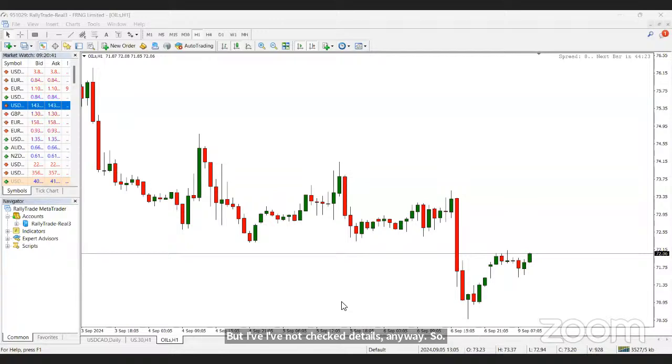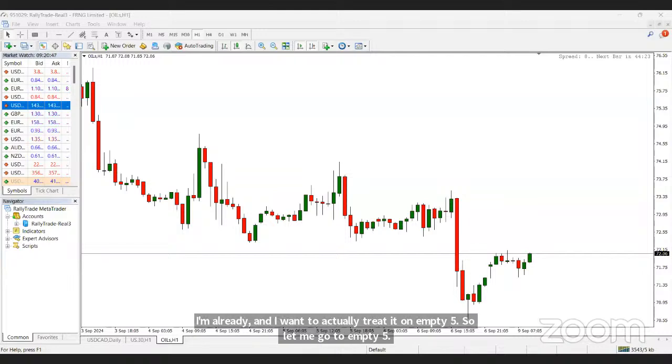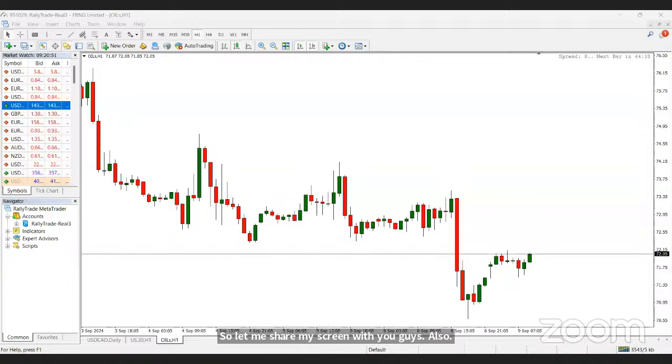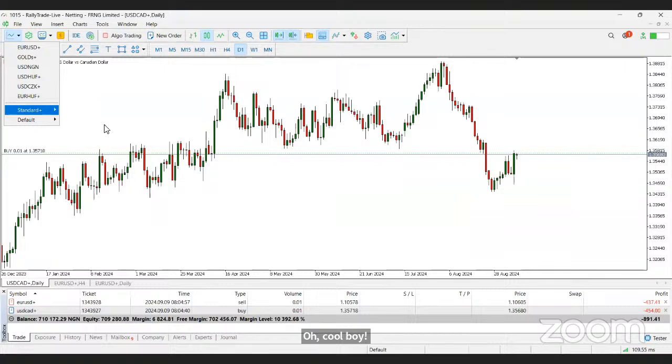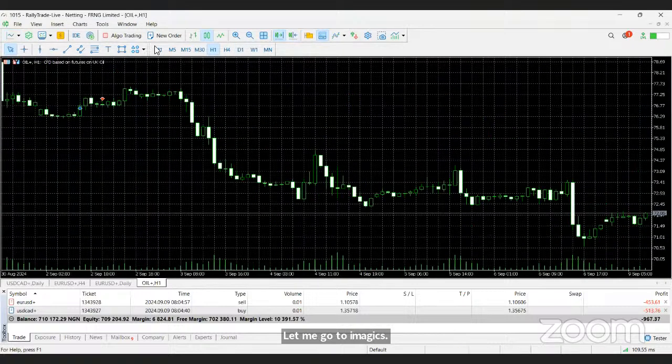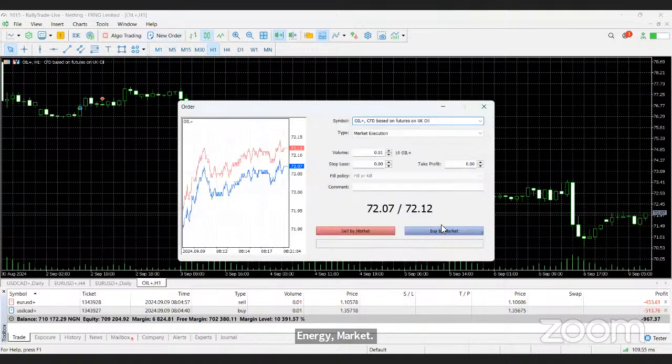So yes, I'm already on oil, and I want to actually trade it on MT5. So let me go to MT5 and trade oil for buy. Let me share my screen on MT5 with you guys also. So I'm going to be trading buy on crude oil. Let me go to energy market. Energy market, crude oil. We click on new order. Of course, I can buy.